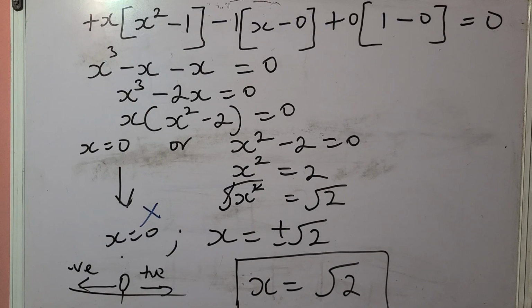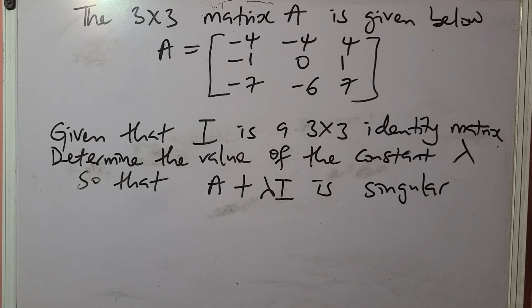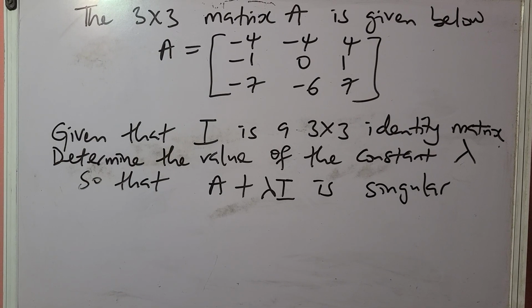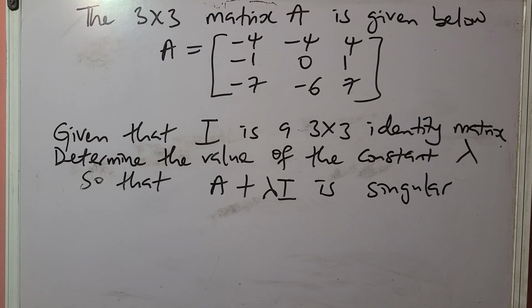I really hope it was really clear to you guys. Let me give you something to solve quickly. All right, so I really hope you could resolve this. The question is talking about a 3 by 3 matrix given below, and we're told to determine the value of a constant lambda so that A plus lambda I is singular.